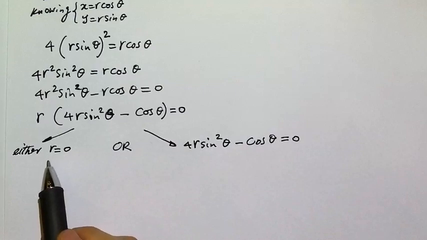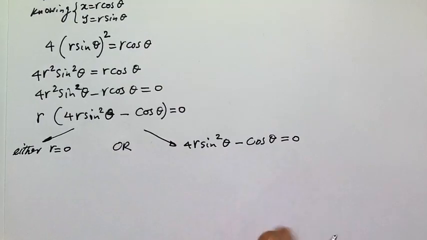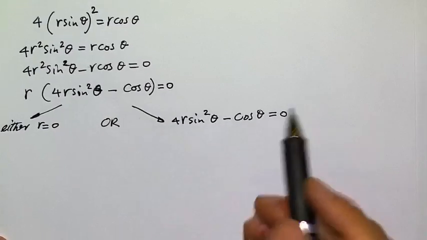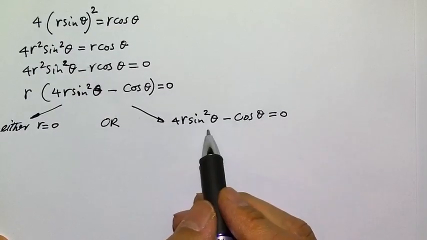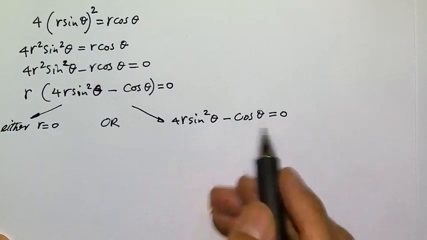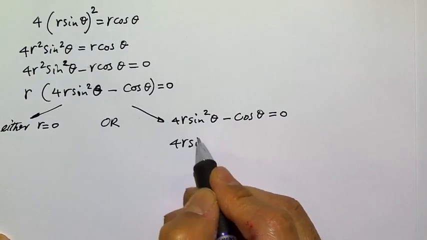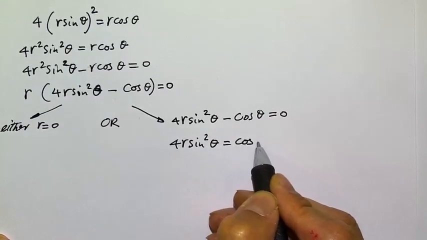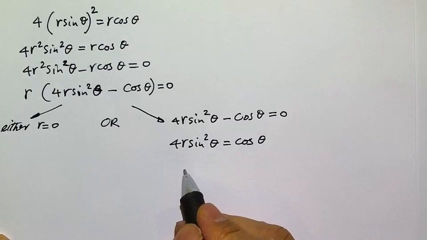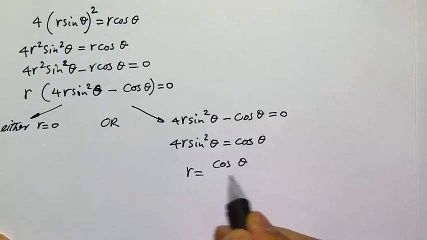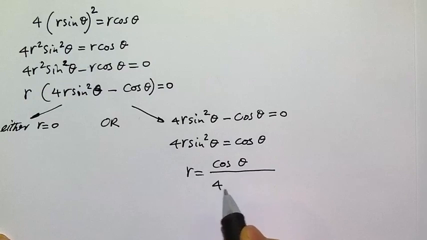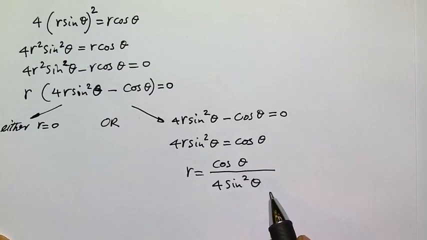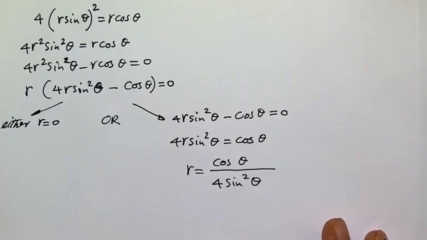So r equals 0 is not much of a polar equation. So let's use the other one for our purpose, and see how far we can get with this. So let me solve for r using this equation. Then r would be equal to cosine of theta divided by 4 sine squared theta. I guess we can leave it like this, but it's better if we can get something without a power. So let's do that.